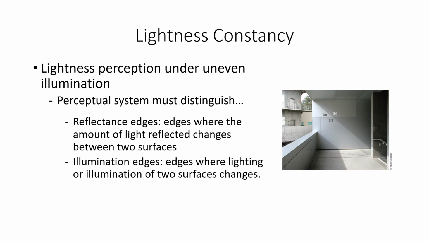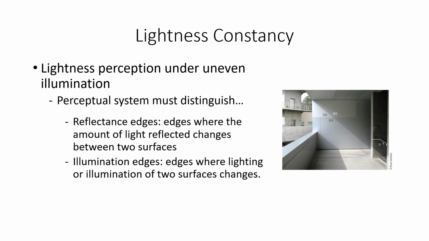So A appears lighter than B, but we know that that's all the same light gray rectangle. And if you compare A to B to C, or really B to C, B is darker than C, but we're still able to see it as lighter than C because we can tell the difference between the reflectance edge and the illumination edge. And how we do that, I'm also going to say it's pretty amazing. We're using some top-down processing there, but it's still pretty impressive.